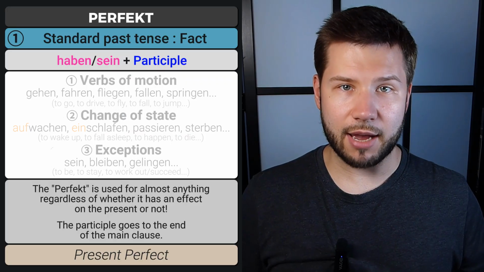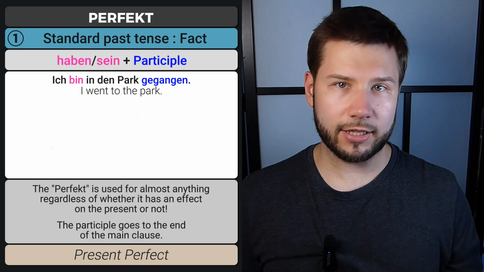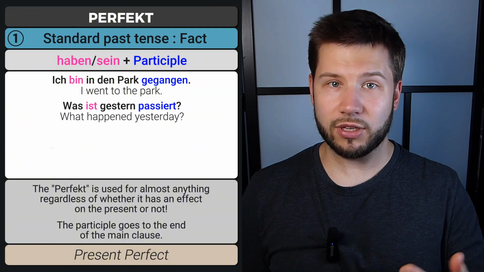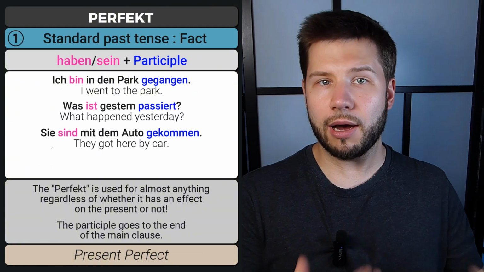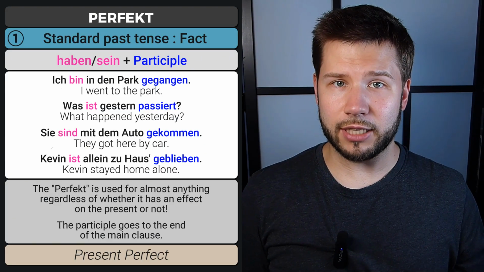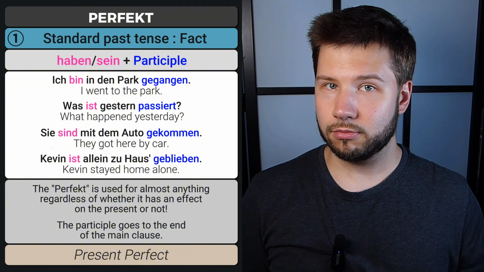But let me give you some examples. Ich bin in den Park gegangen. I went to the park. Was ist gestern passiert? What happened yesterday? Sie sind mit dem Auto gekommen. They got here by car. Kevin ist allein zu Hause geblieben. Kevin stayed home alone. Tip-top!